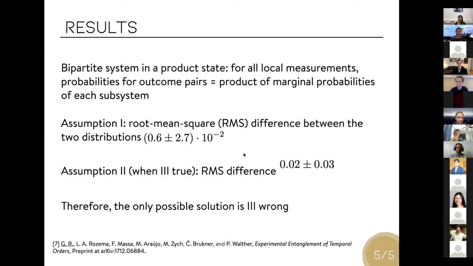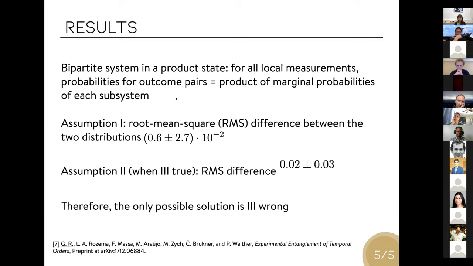So to check that the state is separable in a theory independent way, one can do the following. If you have a bipartite system in a product state, then for all local measurements, the probabilities for outcome pairs must be equal to the product of marginal probabilities of each subsystem. So basically, the joint probability P12 must be equal to the product of P1 times P2, where P1 and P2 are the marginalized probabilities.